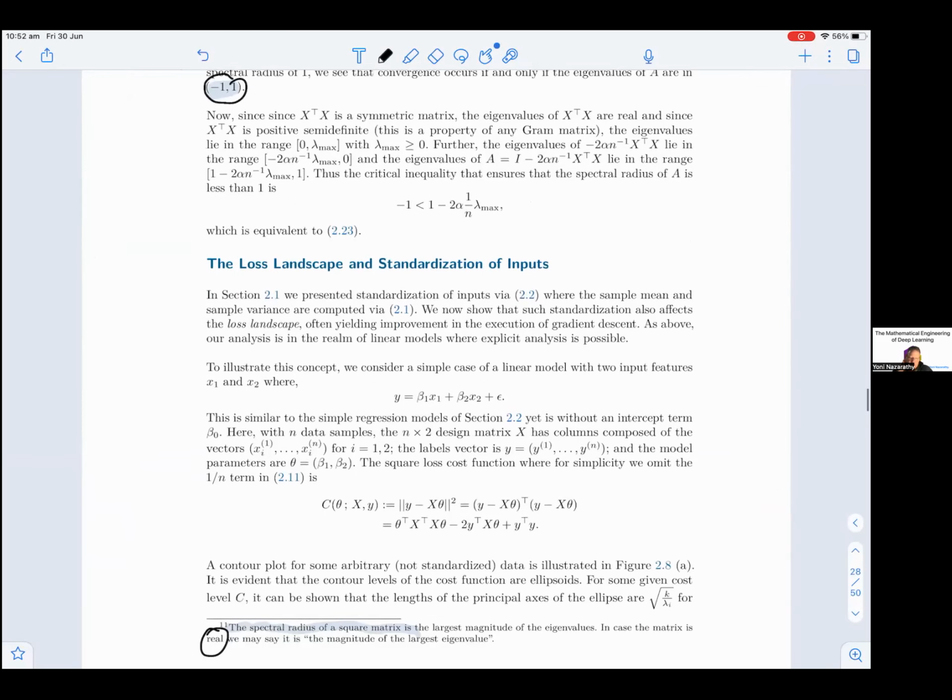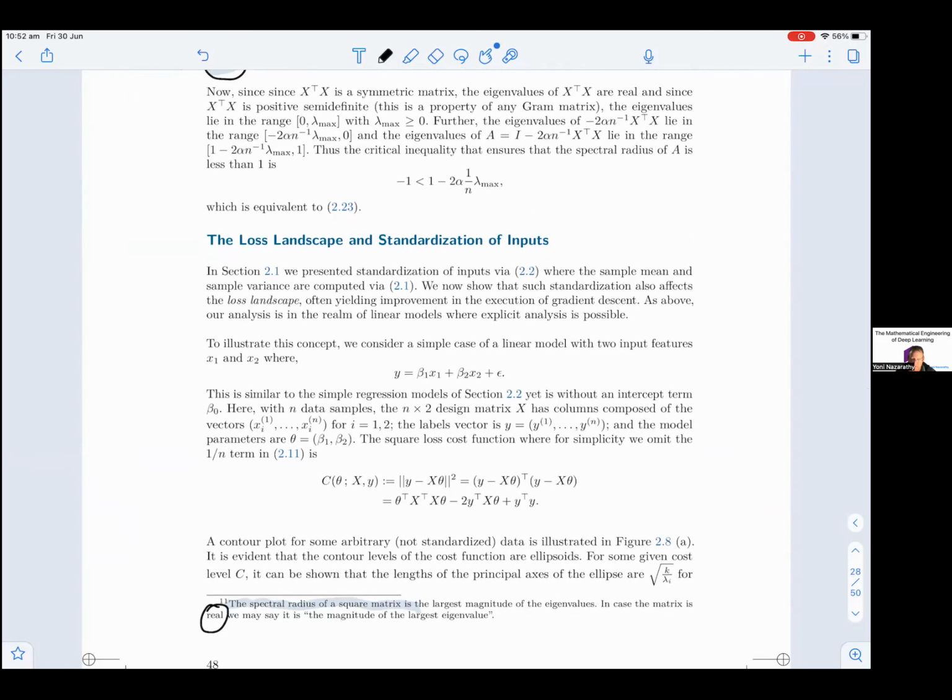Now, since X transpose X is a symmetric matrix, the eigenvalues of X transpose X are real. And since X transpose X is positive semi-definite, that's a property of any Gram matrix that one can show, the eigenvalues are non-negative, and they lie in the range 0 to lambda max, with lambda max greater or equal than 0. Further, the eigenvalues of this guy lie in the range. So now if you just multiply X transpose X by a constant, a scalar value, they lie in this range. And if you add that to the identity, they lie in this range. So when you do an identity plus a constant times a matrix, you affect the eigenvalues. Thus, the critical inequality that ensures that the spectral radius of A is less than 1 is that this thing holds.